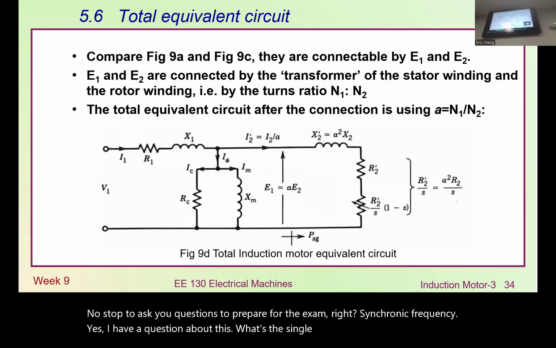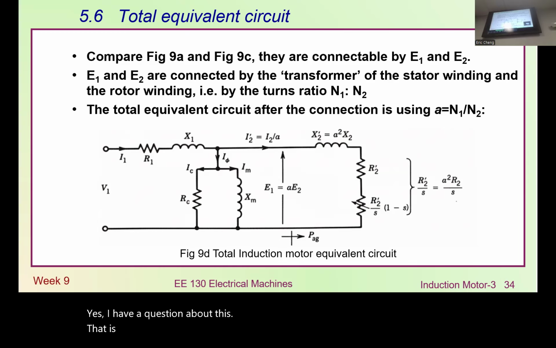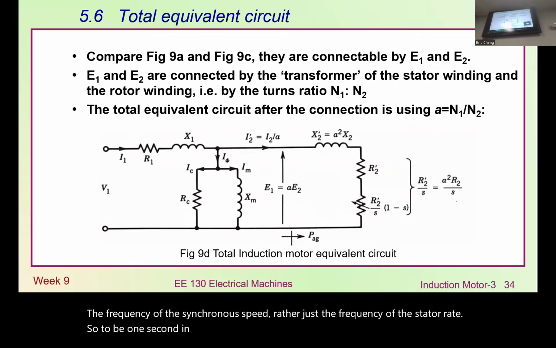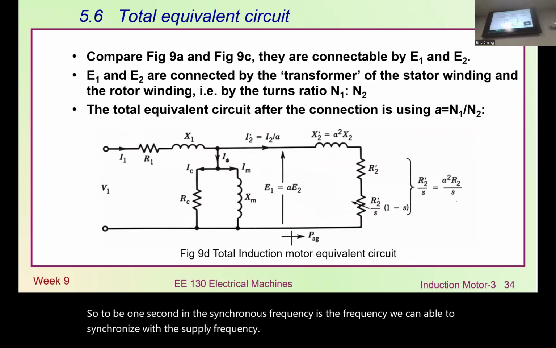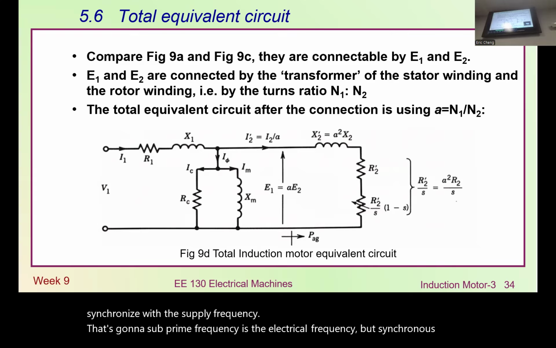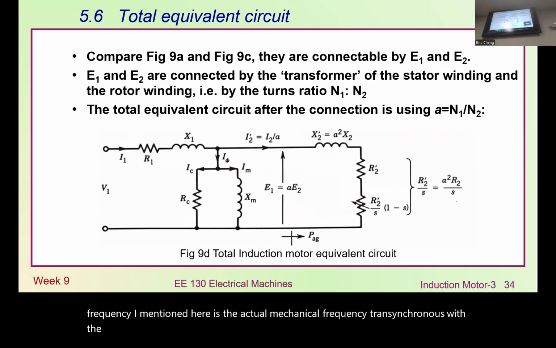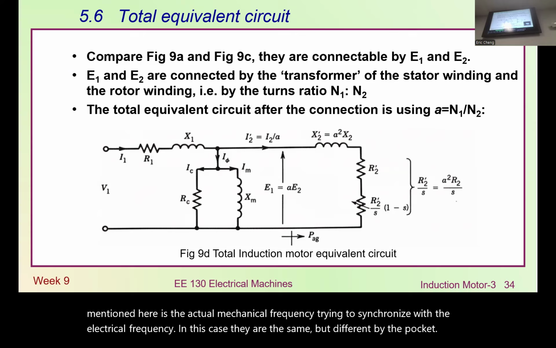The synchronous frequency is the frequency at the synchronous speed, right? That is the frequency of the stator. To be more exact, the synchronous frequency is the frequency we are able to synchronize with the supply frequency. But the supply frequency is the electrical frequency. The synchronous frequency I mentioned here is the actual mechanical frequency trying to synchronize with the electrical frequency. In this case, they are the same but differ by the number of poles. Right? So Adam, what's your question again?